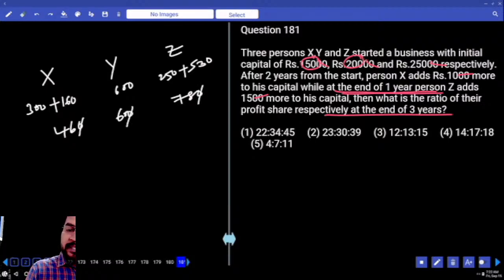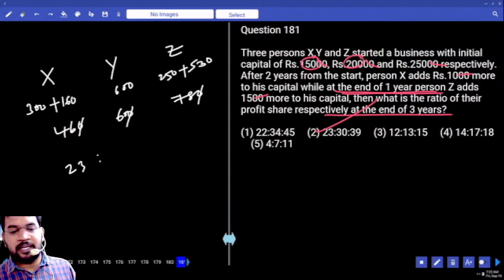మహా అయితే 2 టేబుల్లో క్యాన్సిల్ అవుద్ది. అంటే అడిగింది ప్రాఫిట్స్ రేషియోనే కదా అడిగింది. 23:, అసలు 23తో ఒకటే ఆప్షన్ ఉంది. 23:30:39.